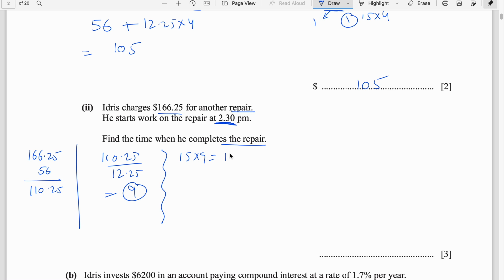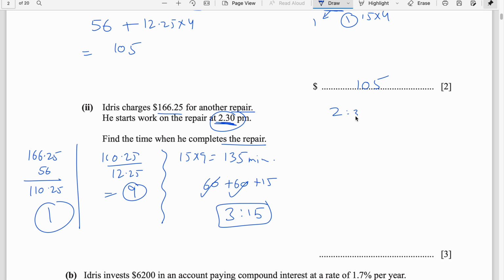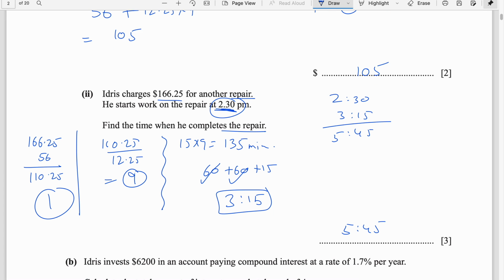So 15 into 9 is a total of 135 minutes, and 135 minutes is 60 plus 60, that is 120, and 15. So first hour, second hour, third hour. Basically he takes 3 hours and 15 minutes to repair. We started at 2:30, and after 3 hours 15 minutes, it is 5:45. It is your choice. You may leave your answer as it is, or you may wish to convert it into the 24-hour clock, and your answer would be 17:45. Both are acceptable.